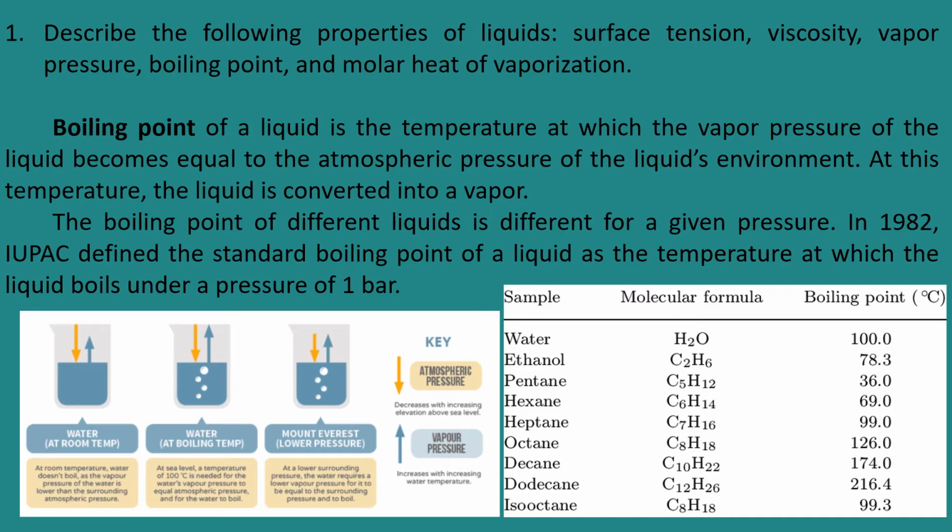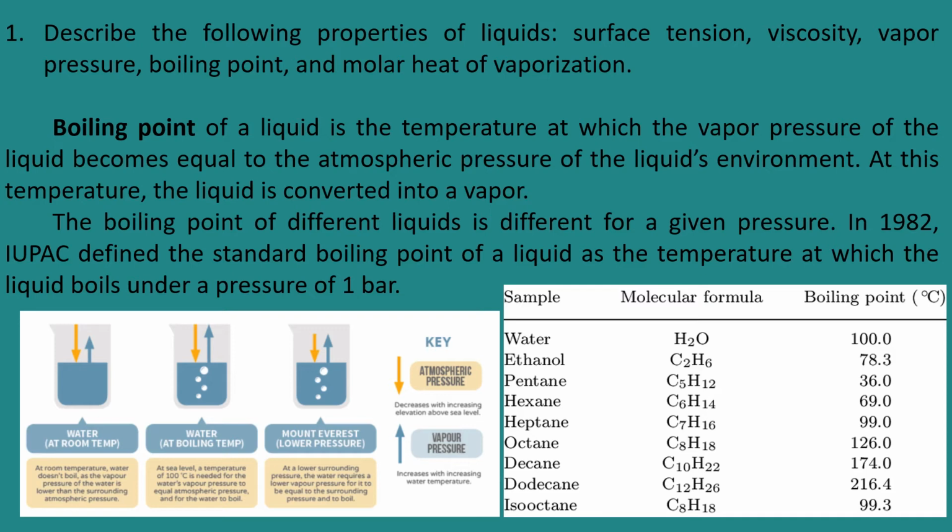The boiling point of different liquids is different for a given pressure. In 1982, the IUPAC, or the International Union of Pure and Applied Chemistry, defined the standard boiling point of a liquid as the temperature at which the liquid boils under a pressure of 1 bar. So as we can see on the picture at the right side, we have some common examples of liquids and also the alkanes in their molecular formula with their corresponding boiling point here.